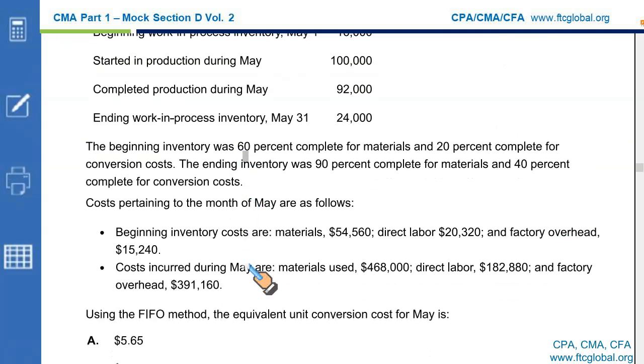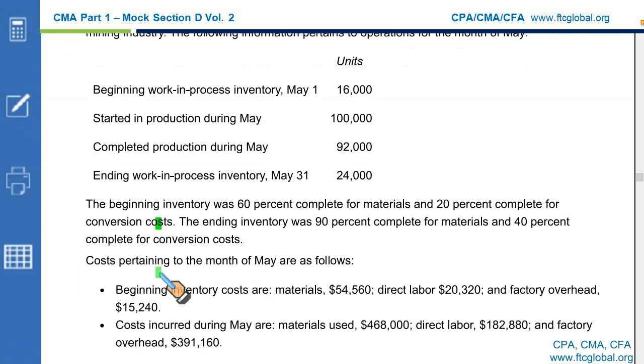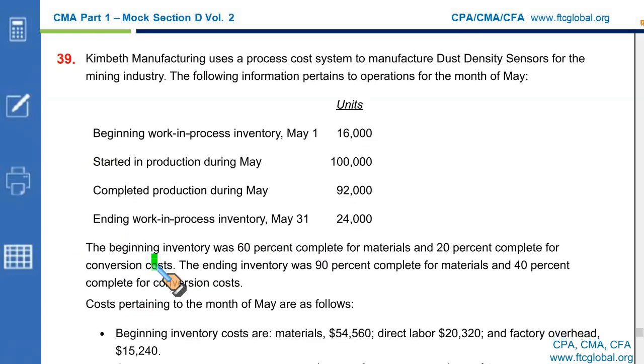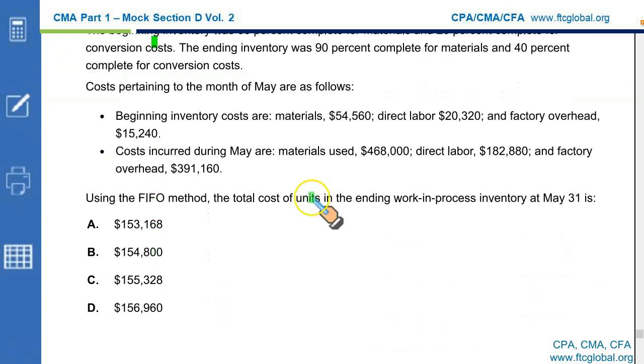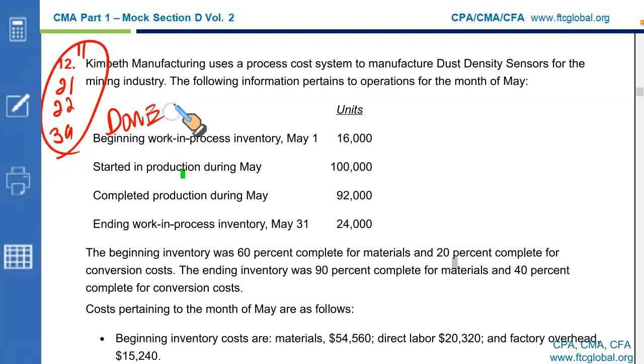Question 21, requiring us to calculate the EUP cost for conversion cost. Conversion cost per EUP, we did it previously, it was 5.833. Question 22. Using FIFO, the equivalent unit cost of material, we did it earlier, it was 4.5. Question 39. Using FIFO, the total cost of units in the ending work in process at 31st May, we did it already, it was 153,168, a perfect match, option A. So question number 11, 12, 21, 22, 39, all done. Next we have question 13.